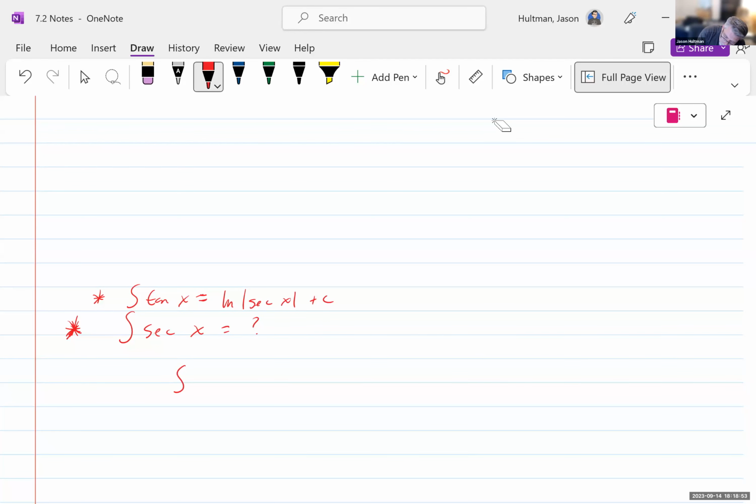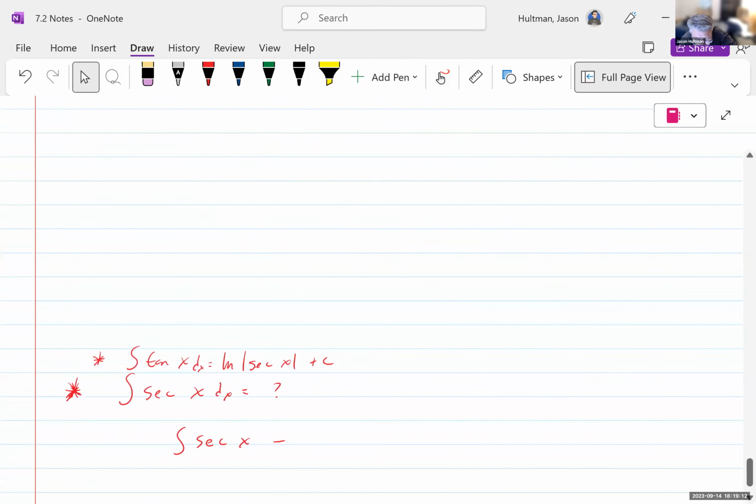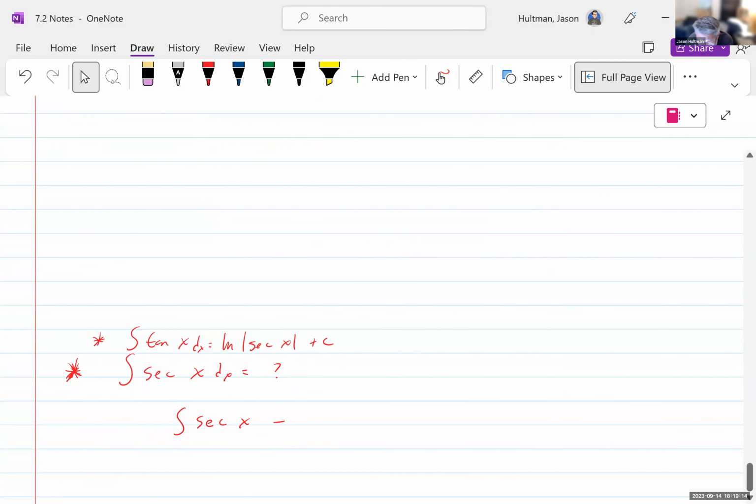So let's look at secant x dx. I always forget my dx. Okay, in order to do problem number 7, I have to know what the integral of secant x is. I end up with an integral of secant x, and I've got to figure out what the heck that is.